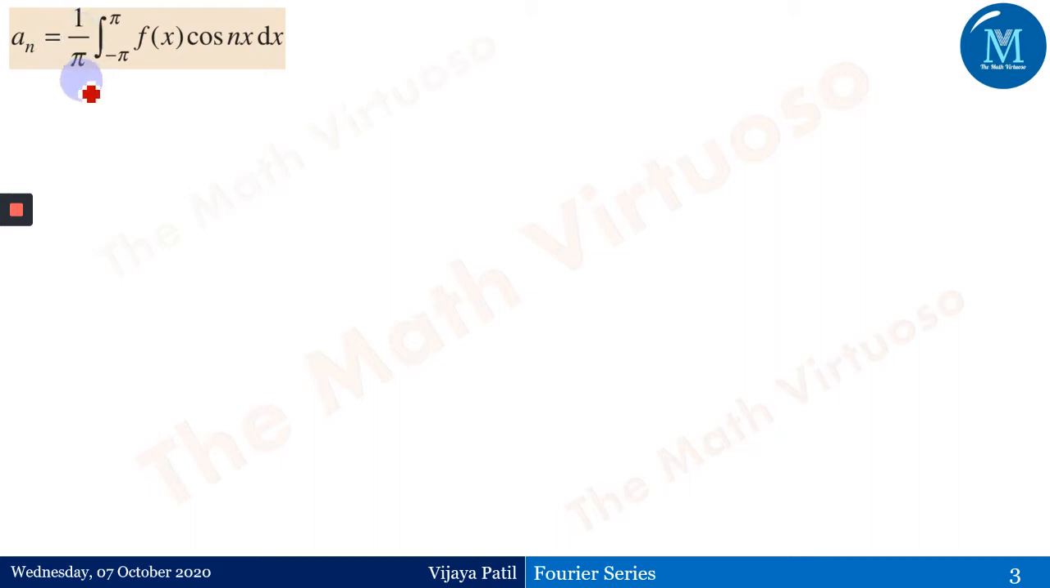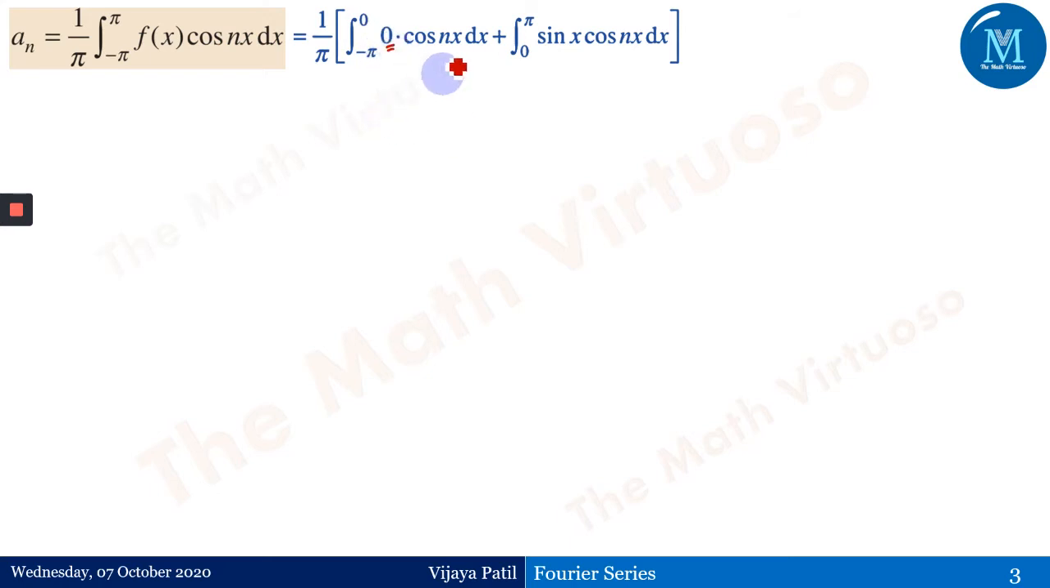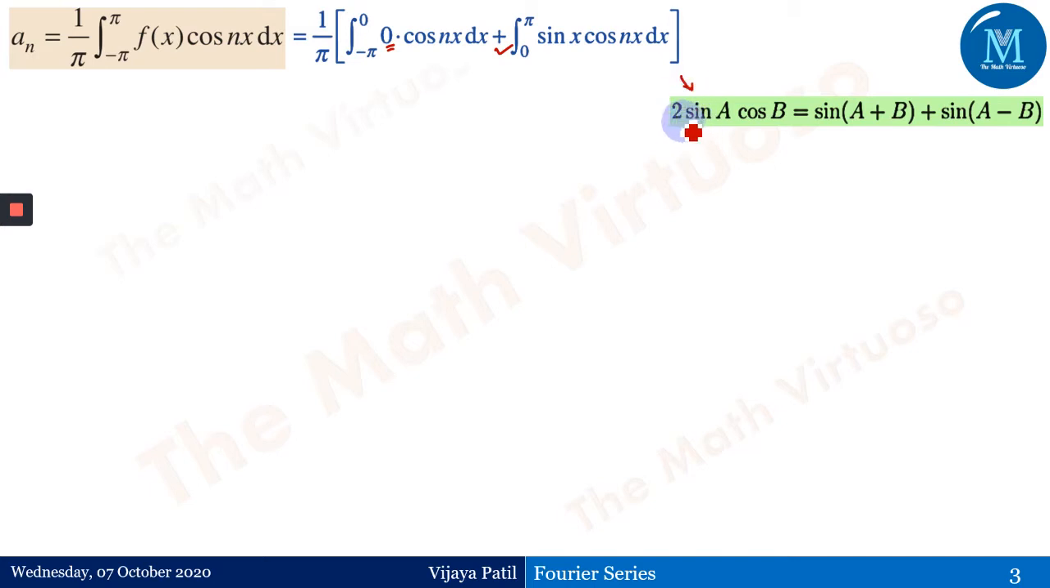An in the formula is 1 by π integration from minus π to π of f of x cos of nx dx. Again, because the function value becomes 0 here, the first integration is 0. So I have to just deal with the second integral, that is 0 to π sin of x cos of nx dx. We know the formula: 2 times sin of A into cos of B is equal to sin of A plus B plus sin of A minus B. We don't have the 2 here, so we are just taking it to the other side: sin of A plus B plus sin of A minus B, by 2.